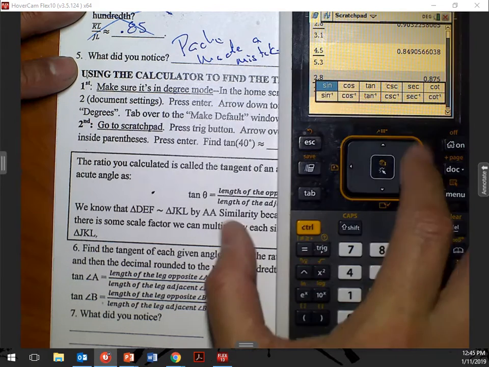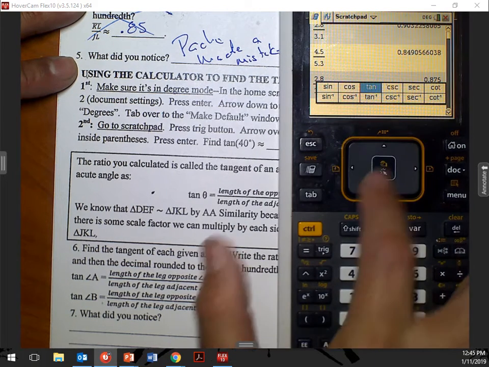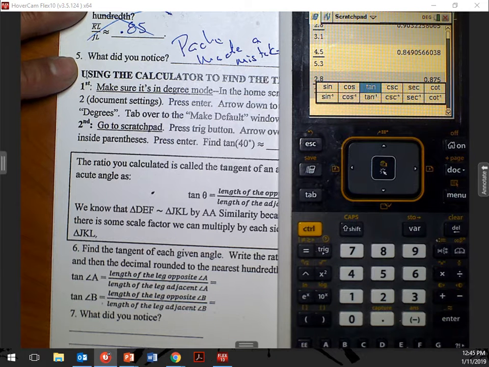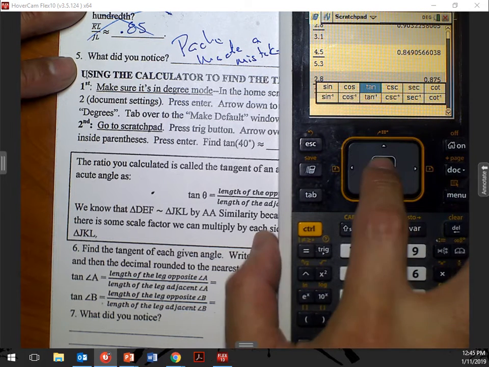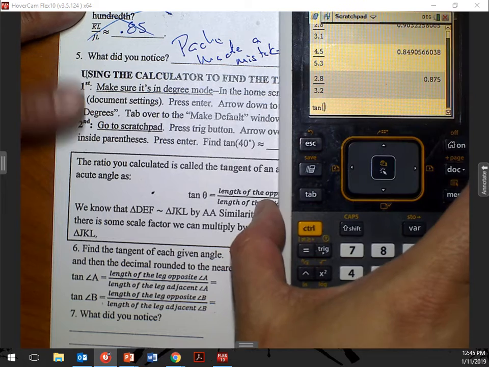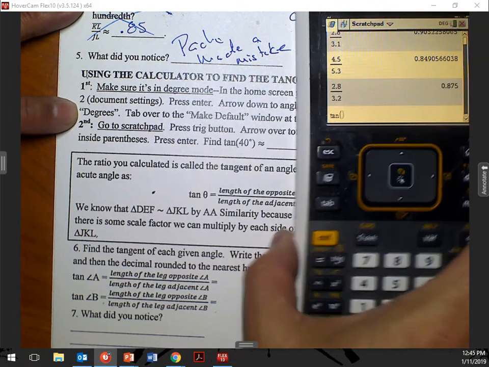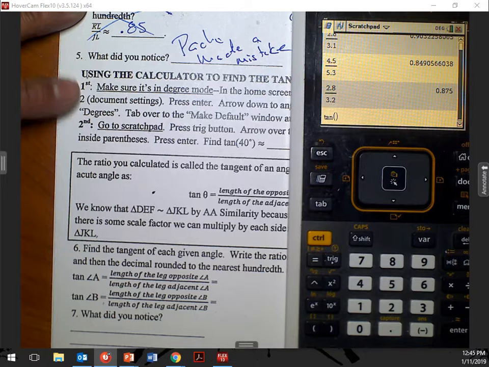Hit tan. Go find tan. Wait, there's two. Nope, just the tan, not the inverse tan, not the tan to the -1. Hit tan. Okay. Now, inside there, what am I going to put? 40. So put 40. Now I'm going to show you where the degree button is.